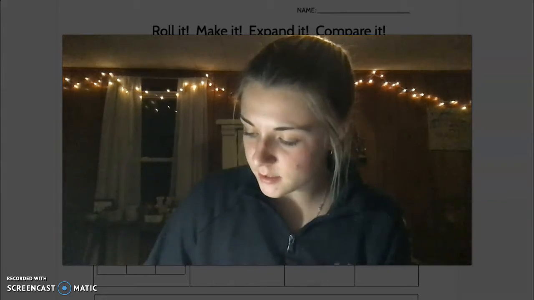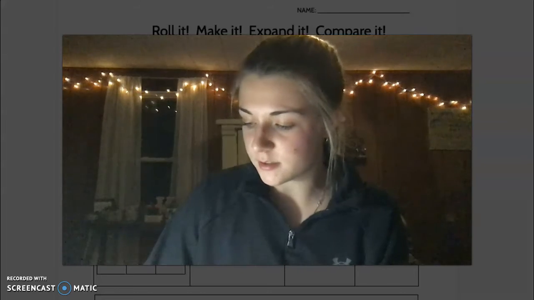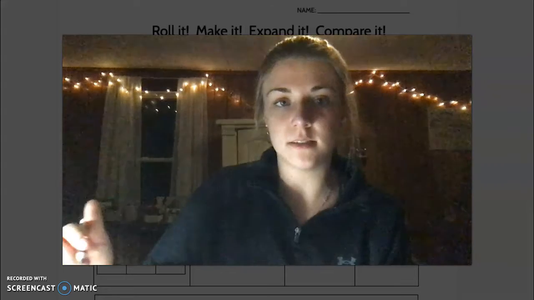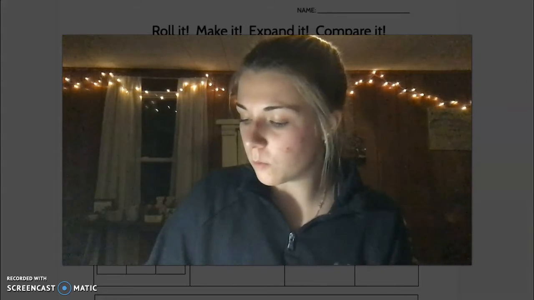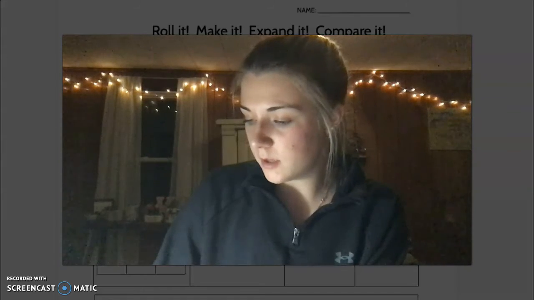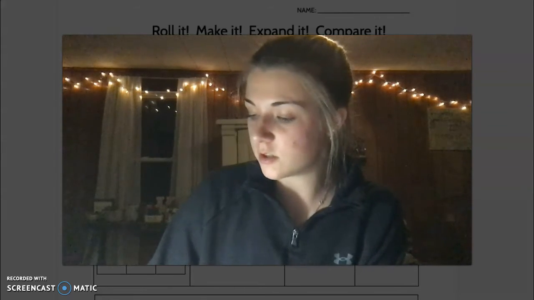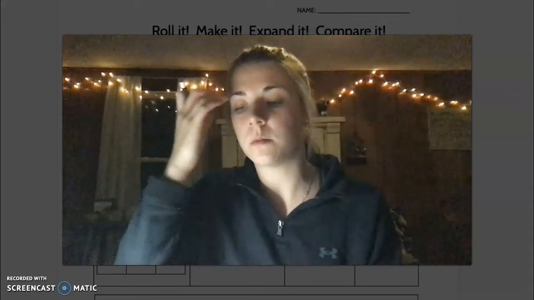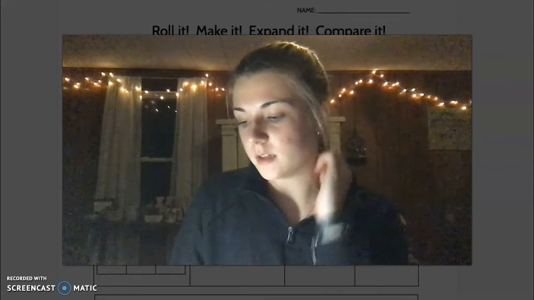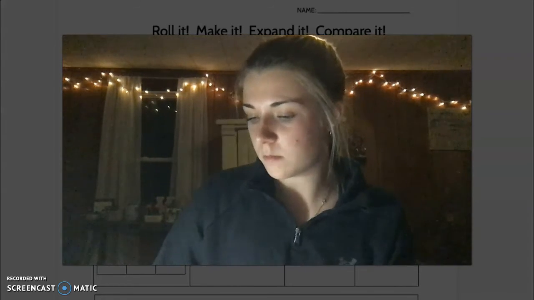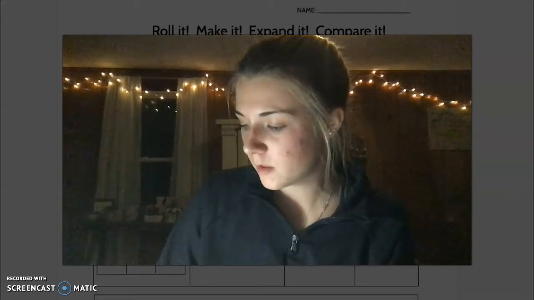And then the 6 in the 100 spot is actually 600. The 2 in the 10 spot is actually 20. And then the 1 in the 1 spot is 1, which is how we get the 621. So just like in the on-level grade group, they're going to take the 2 numbers they created with the outcome of the dice, which our first number was 255. And the second number was 621.